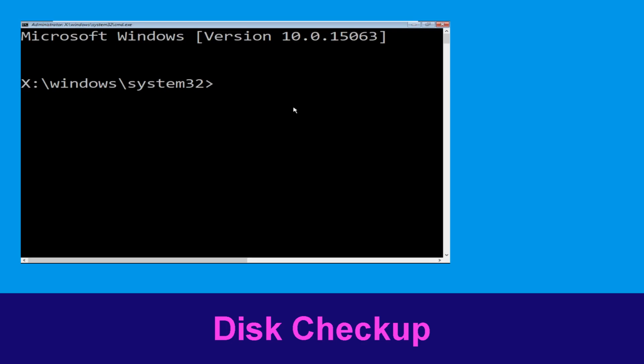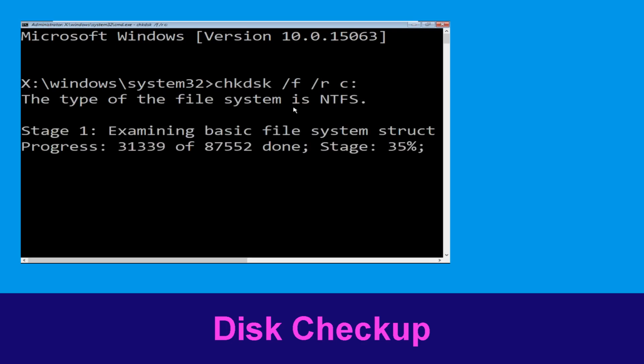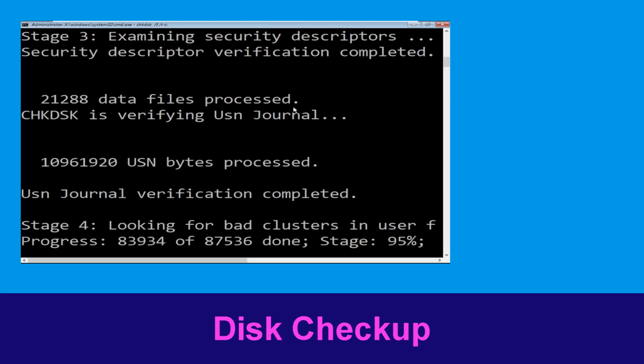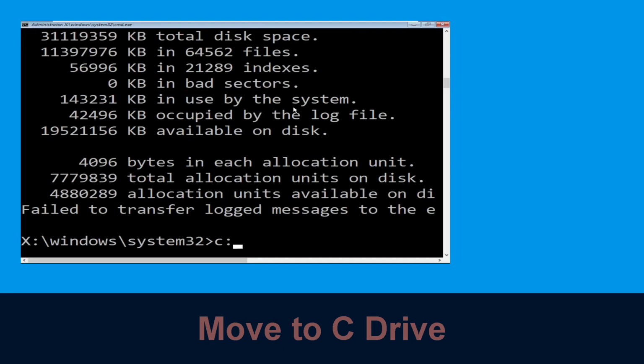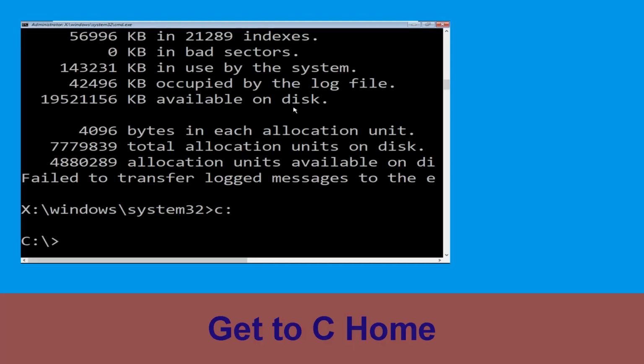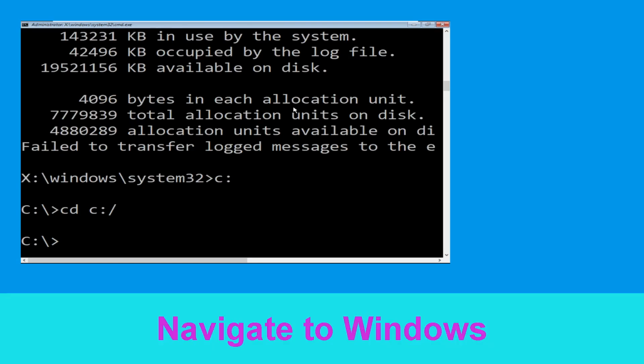Now type chkdsk /f /r c: and hit enter. Now we need to wait for some time to complete the process. Now type c: and hit enter. Now type cd c:/ and hit enter to execute the command.